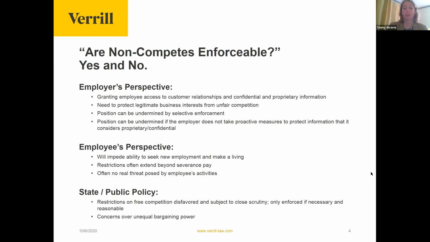Often, is there any real threat posed by the employee's activity? So we're going to look at that. Is the information within your organization stuff that is generally known within the organization, and that you're not really losing confidential and proprietary information to competitors? And then we're going to look at state and public policy concerns. So restrictions on free competition are disfavored. They're subject to close scrutiny. And when we get into each of the states' review of this area, it's very state specific. And then concerns over unequal bargaining power generally, especially right now in the midst of COVID. At the end of the presentation, we're going to focus on that even more.